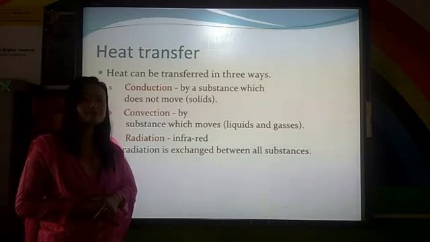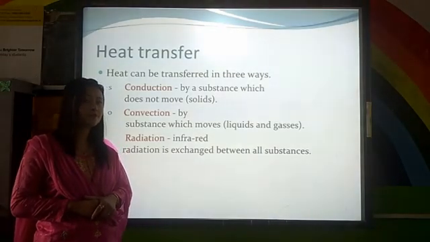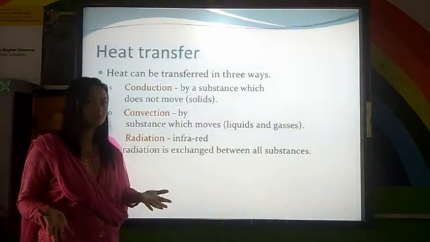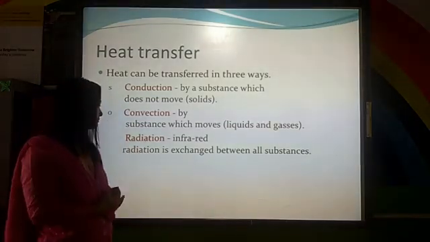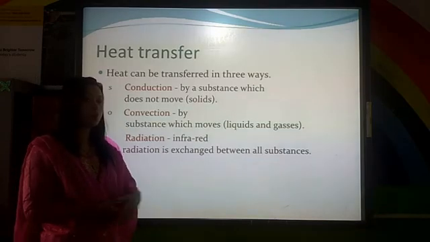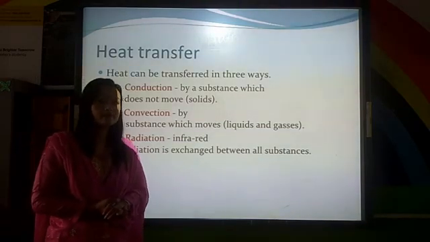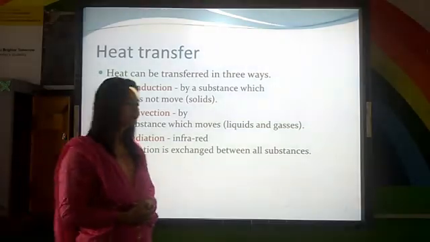The third one is radiation, that is used by the help of infrared. We don't need any medium here. Okay, the heat just transfers without any medium. So radiation is exchanged between all substances, irrespective of any matter. Okay.